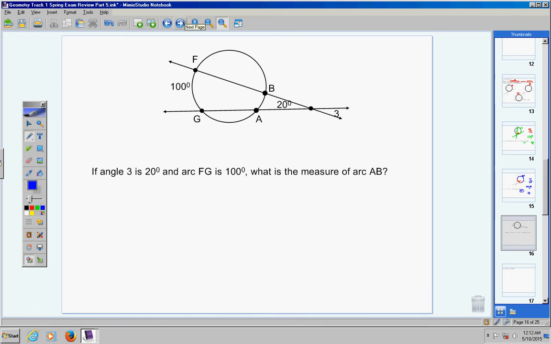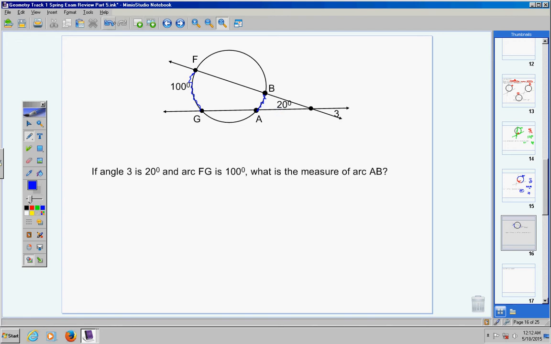And that scenario is, if angle 3 is 20 degrees, and arc FG is 100, what is the measure of arc AB? Now look, we have one of our scenarios. We have two secant lines. See that? Intersecting outside the circle, right here. So we have one of our three scenarios. So I know if I take this arc here, and this arc here, and I subtract them, and then divide by 2, I'll get the angle, which is 20 degrees.